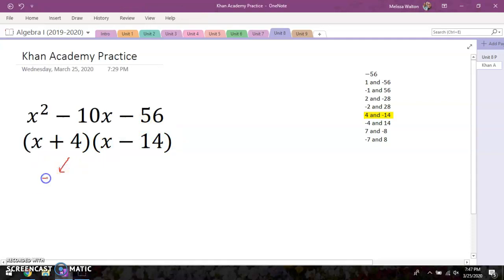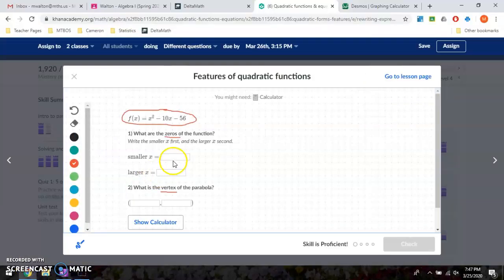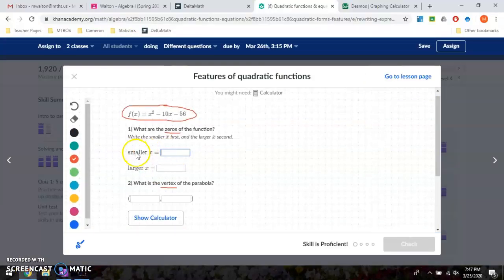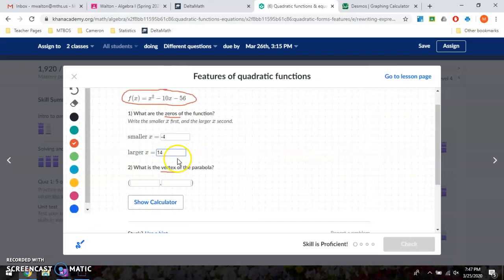My first x-intercept is negative 4. My second x-intercept is 14. So I can go ahead and fill those in. My two x-intercepts are negative 4 and 14. Khan Academy is pretty particular about the order. They want the smaller one and the larger one. Well, negative 4 is definitely smaller than 14. So we have our zeros.